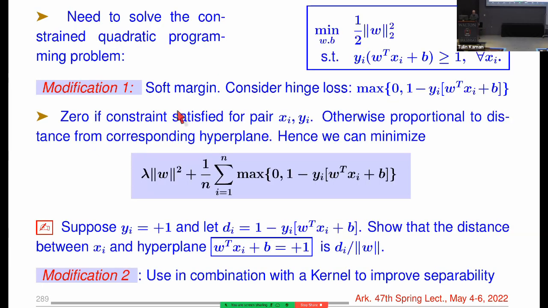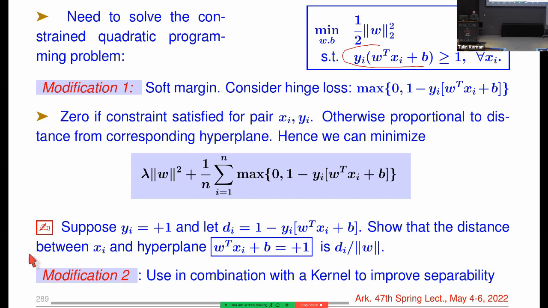And you come up in the end with this problem. So that's what you have to solve. Minimize the norm of W squared subject to this constraint, which we just talked about. So that's the constraint, and you could solve the dual problem, which is a little bit more convenient in this case. So there are a couple of modifications.